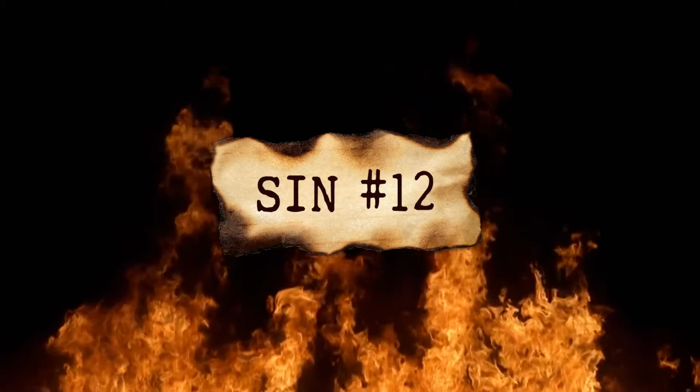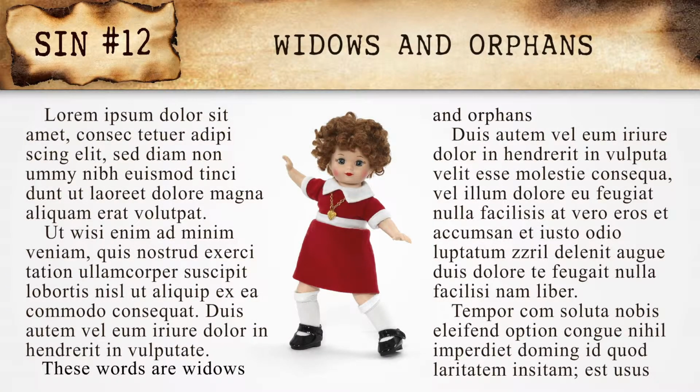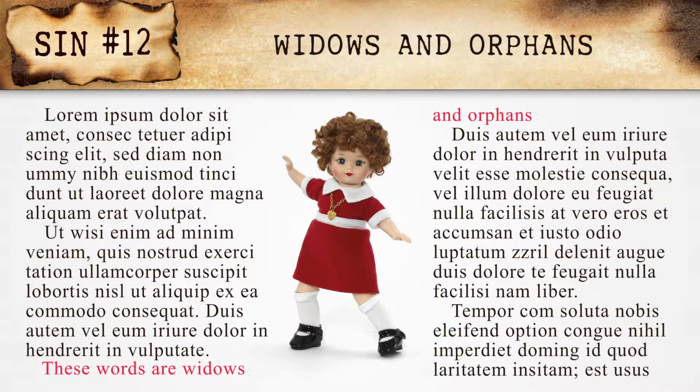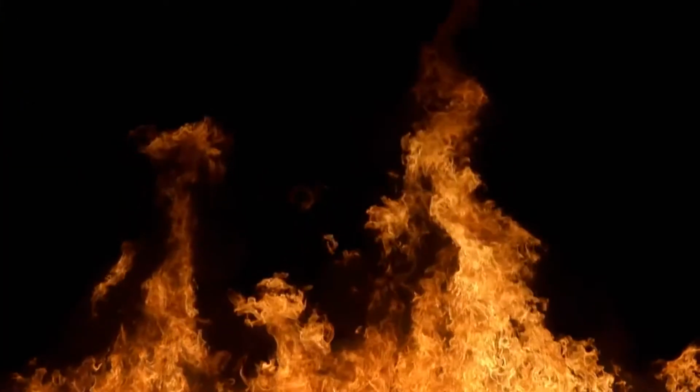Sin number 12. Widows and orphans. Typographic widows and orphans are lonely words or a hyphenated word stranded at the bottom or top of a column or leg of type. Train your eyes to spot visual awkwardness. Avoid inelegant breaks at the tops or bottoms of blocks of type.